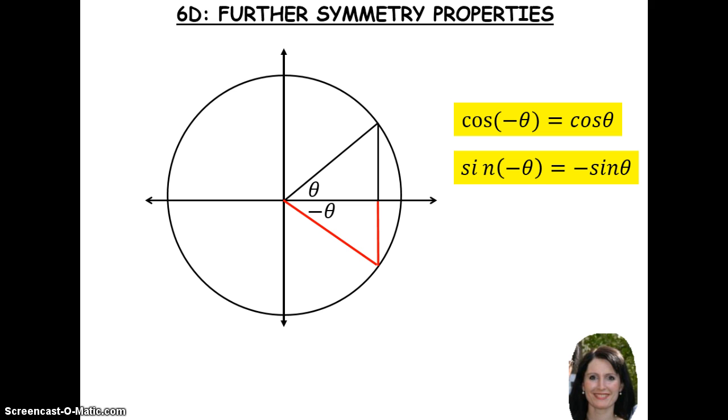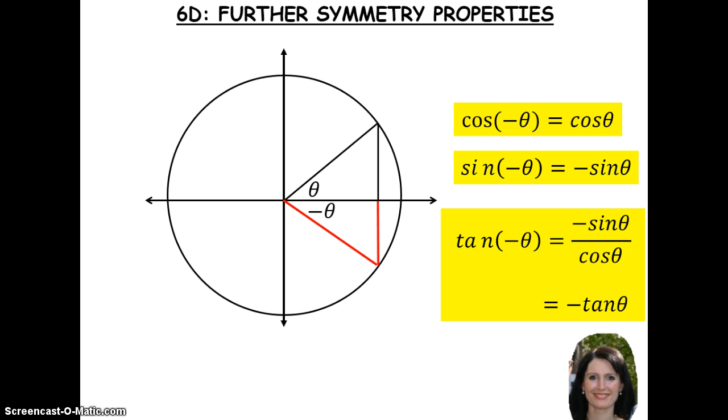So just say the length of your sine in the black triangle was 0.6. Well, then in your red triangle, your sine value would be negative 0.6. For tan of negative theta, it's going to be negative sine theta over cos theta. So it's going to be negative tan theta because negative divided by positive is negative.